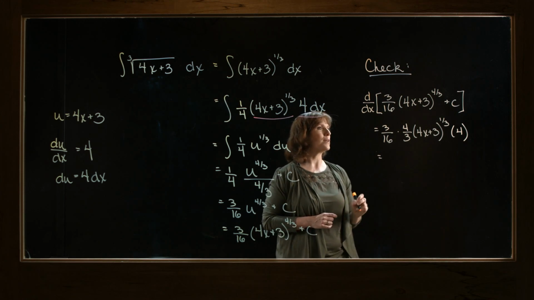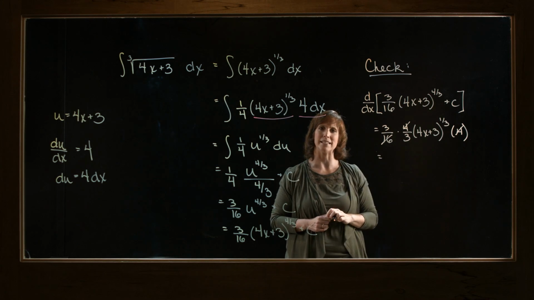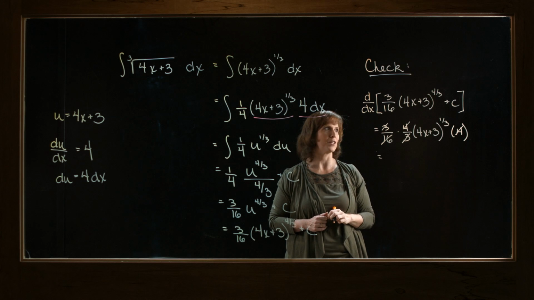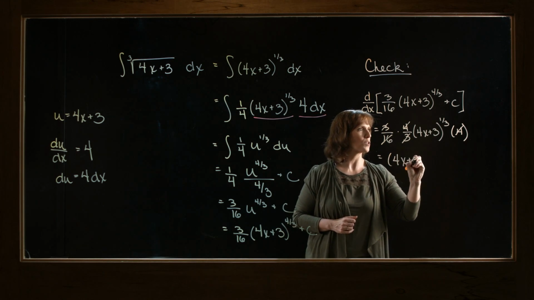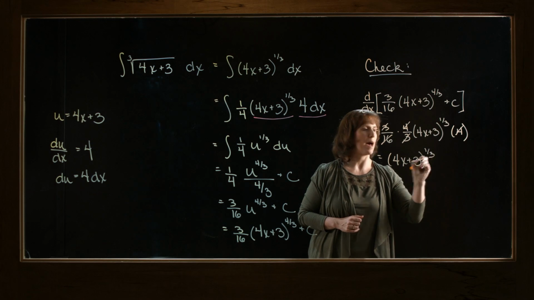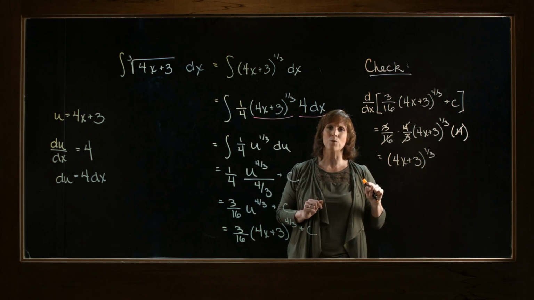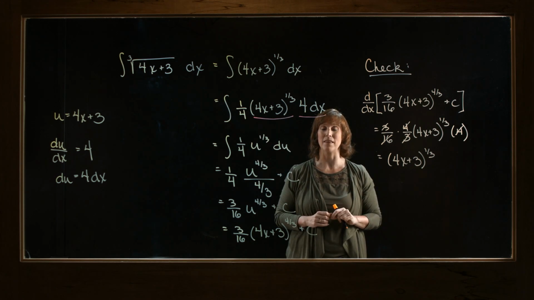So now I notice in the numerator I have a 4 times 4, and in the denominator I have a 16. They just cancel. The 3 in the numerator cancels with the 3 in the denominator, and what am I left with? 4x plus 3 to the 1/3 power. And if I take a look at my original integrand, one's written with fractional notation, the other one in radical notation, but it's exactly the same thing.